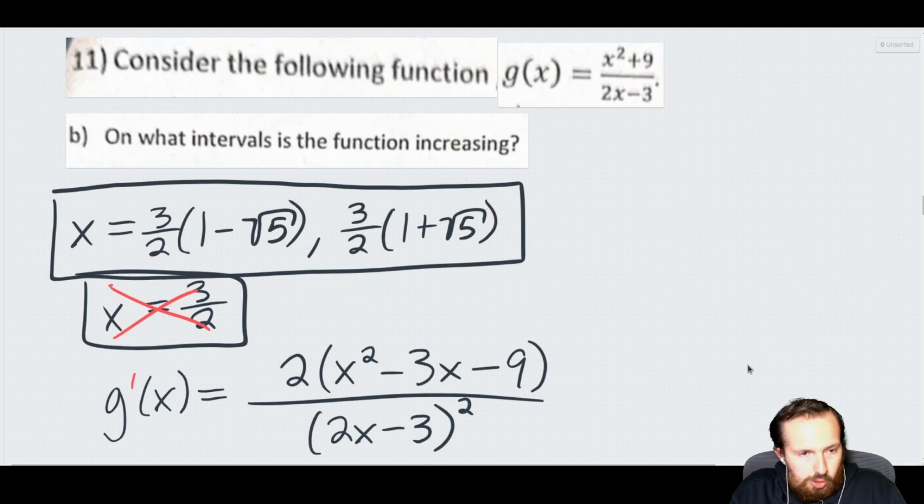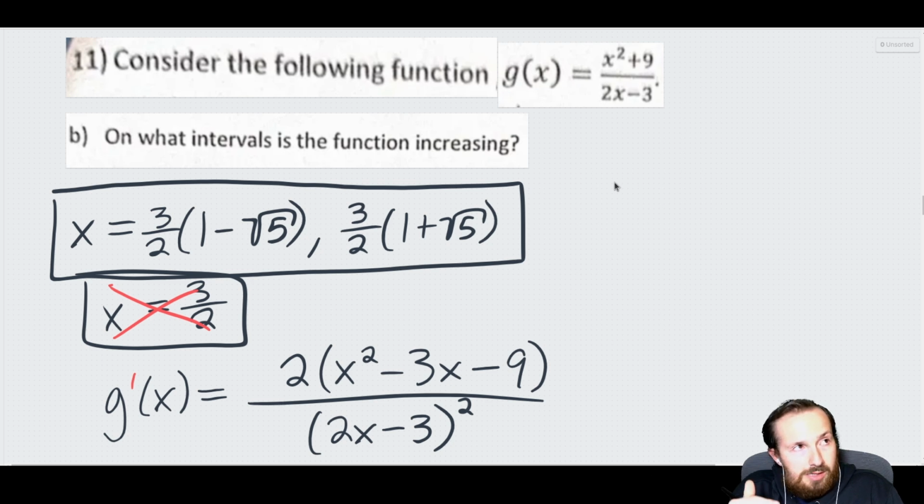Okay, so now let's work on part B. In part B, they're asking us to find the intervals where the function is increasing. So let's think about this logic. What does increasing mean for a function? Basically, it means that the first derivative is positive, because the first derivative tells you the slope. If the slope is positive, that means you're going up, you're increasing. If the slope is negative, that means you're going down, you're decreasing. So what we're trying to do is find the x values where the first derivative is positive.